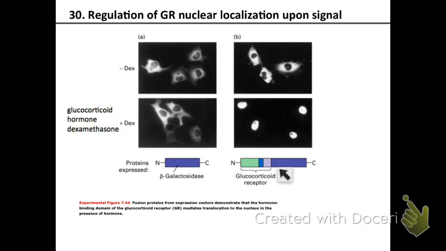If you fuse your reporter gene now to the full glucocorticoid receptor, in the absence of the hormone, the protein is cytoplasmic, right? You see all the signal in the cytoplasm. But when you add the hormone, bam, you look at this, it's inside the nucleus, right? It's translocated. So this protein's localization inside the cell is regulated by this hormone.